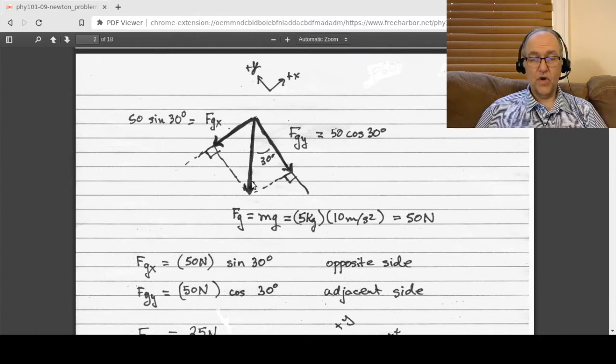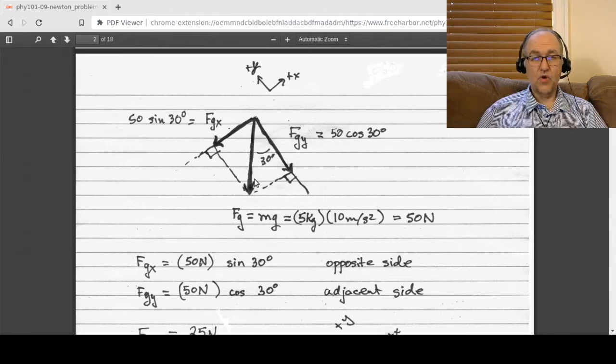First, you've got FG straight down, okay? So FG, that's the weight of this box. And you say, well, how do I calculate the weight? And you remember last lecture, FG, the weight of something, is equal to mg. It's mass times the acceleration due to gravity. So FG is equal to mg. M, I told you, was 5 kilograms. G, we're going to approximate to 10 meters per second squared. And so this box has a weight of 50 newtons. Okay, weight, force of gravity, 50 newtons, straight down.